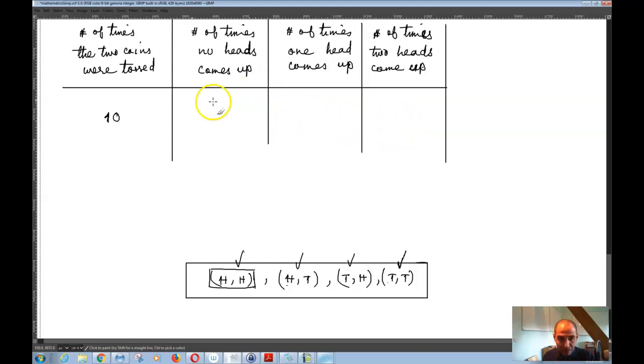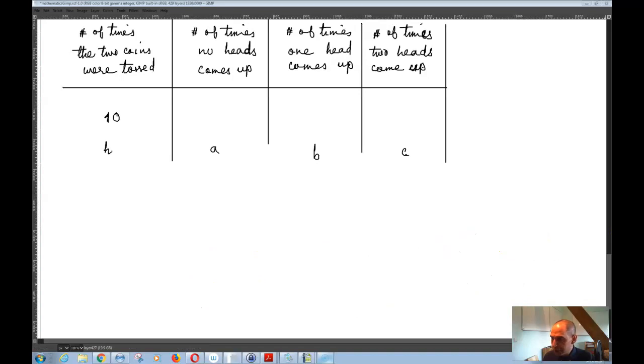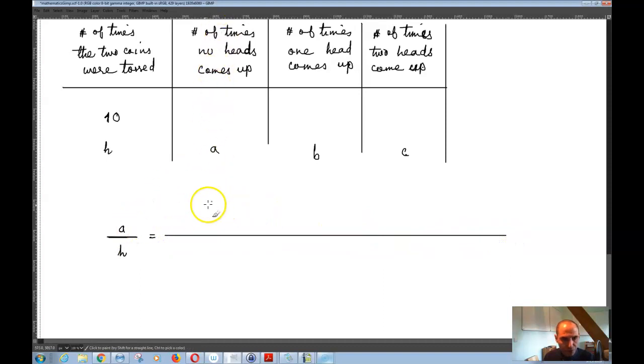Now, using the data that you have here, if I call this H, A, B, and C, you can calculate all of these fractions. For example, the number of times no head comes up would be A divided by the total number of times the two coins were tossed, which is H. So if I were to write this in plain English, this would be the number of times no heads come up, divided by the number of times the two coins were tossed.